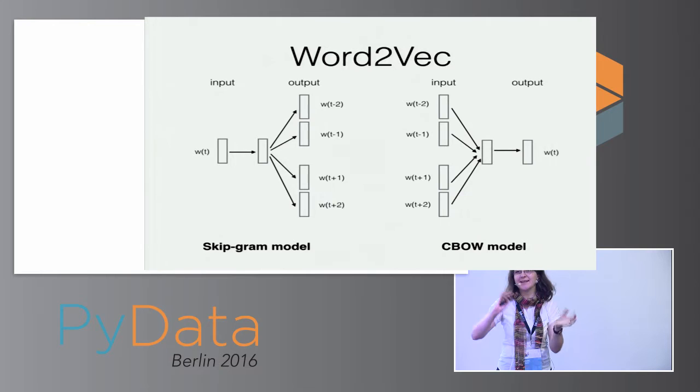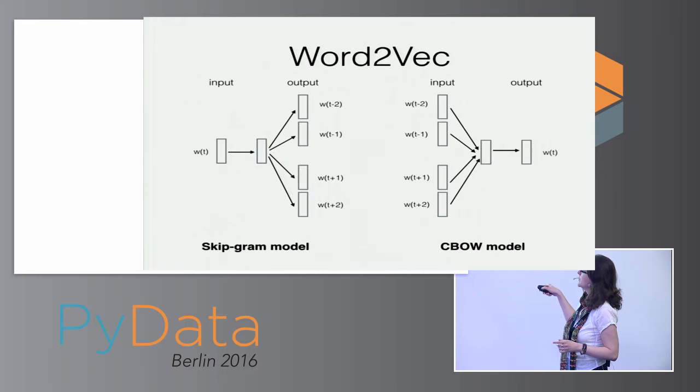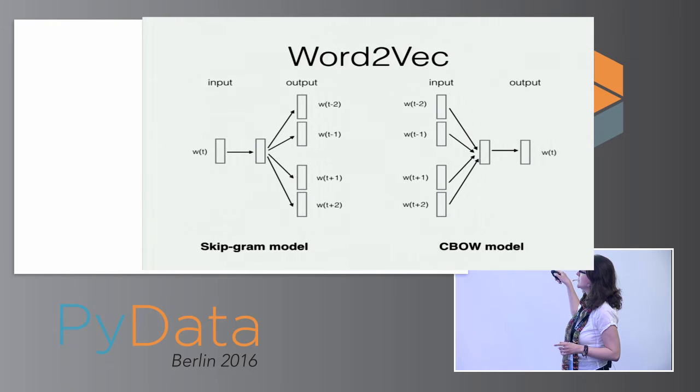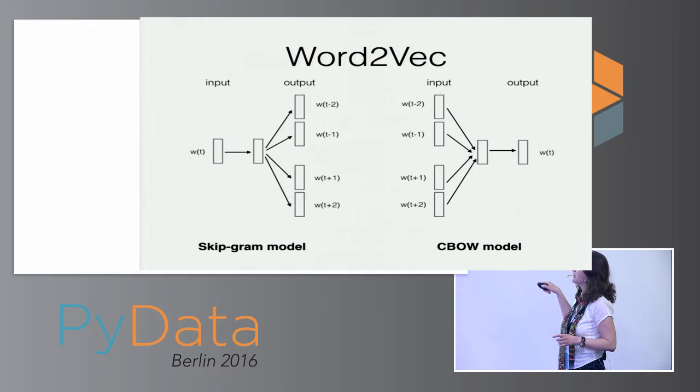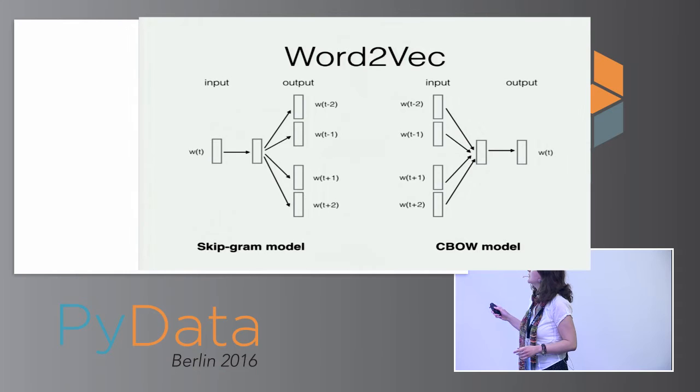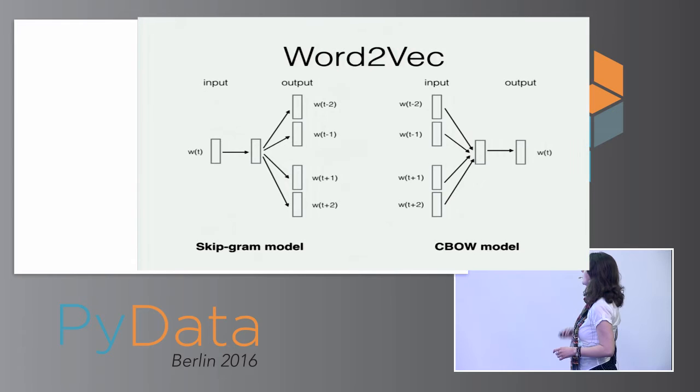So in one case, you start in the input layer with your current word, and your output is going to be the context. So this is the word at position t-2, the word at position t-1, and then the two words after my current word, wt. Whereas in the continuous bag of words model, we aim for the opposite. The input is our context, and the output is our word.